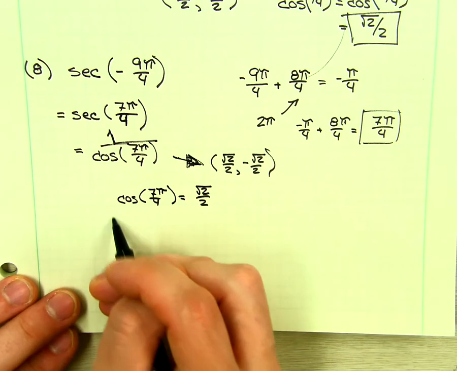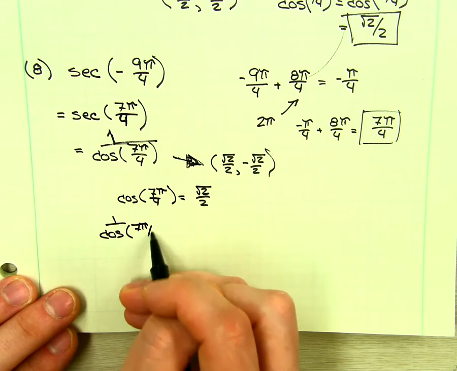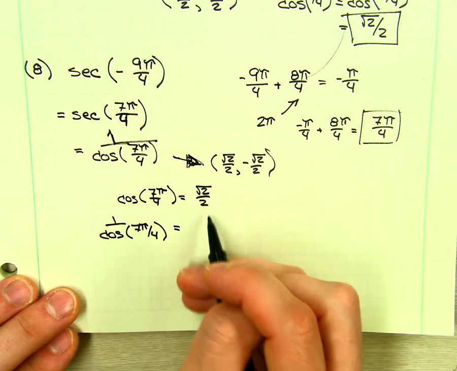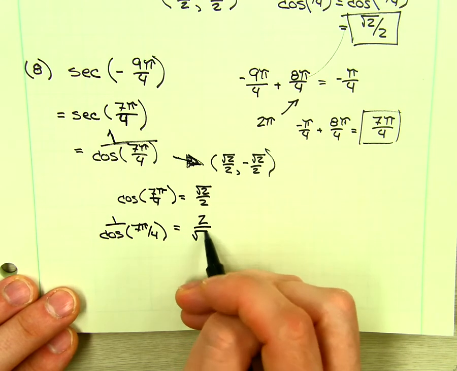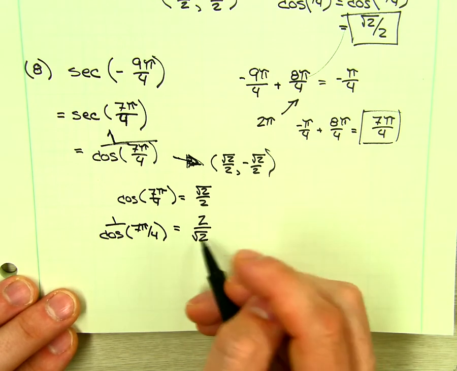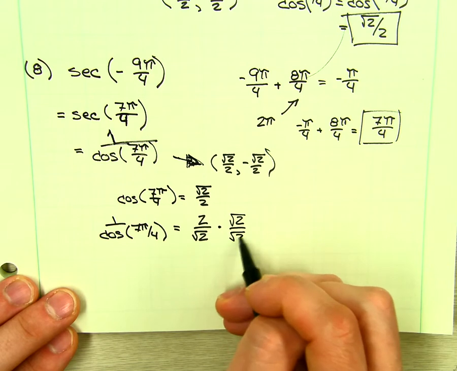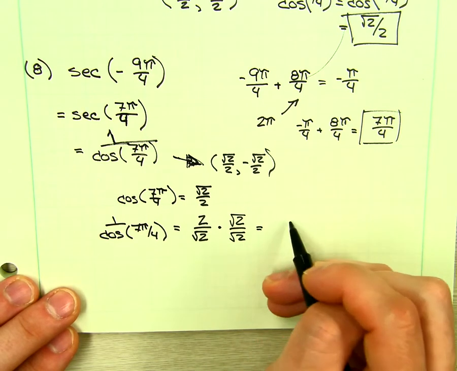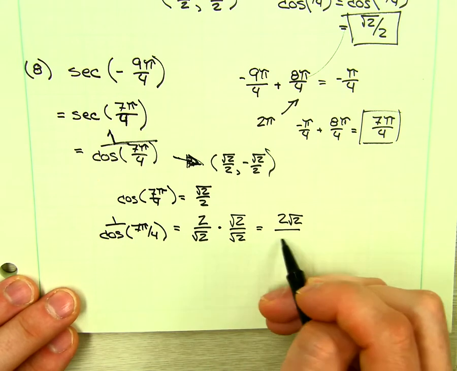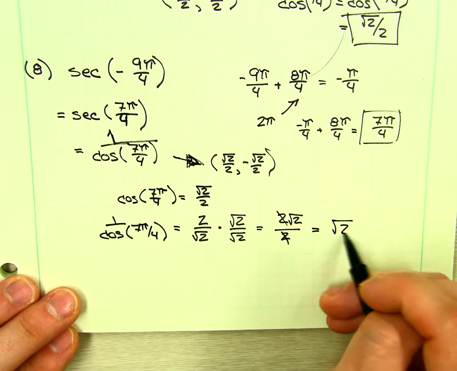So I need to say 1 over the cosine of 7 pi over 4 is going to be equal to 1 over, or I can just say, instead of root 2 over 2, I can say 2 over root 2. Now once again, I need to rewrite this so that I get rid of this irrational denominator. So I'm going to multiply the top and the bottom by root 2, and just end up with 2 root 2 over, and then root 2 times root 2 is just going to be 2. These cancel, and I just end up with square root of 2.